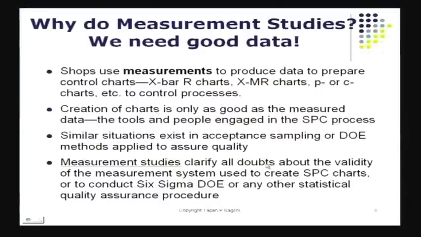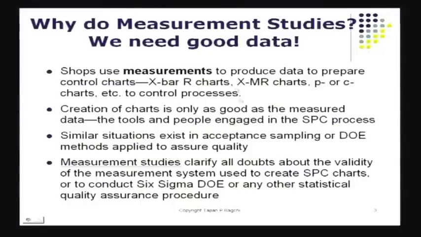What we are saying is, we have all these tools in quality assurance. For example, we've got the X-bar chart, we've got the R chart, the range chart. These are used in statistical process control. Then we've got the moving range chart, or we have the P chart or C chart and so on. These charts are used to control processes when they are online. Now, creation of the charts is only as good as the measured data. This is very important for us to realize that unless you've got good data, the charts would perhaps give you wrong signals.